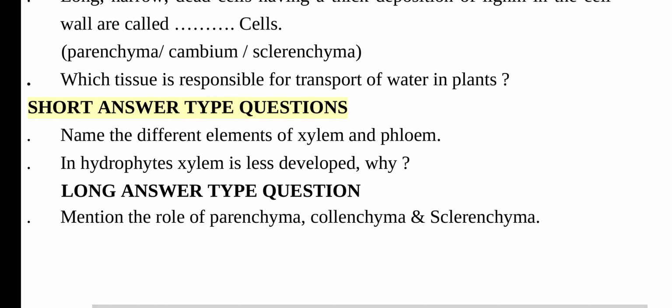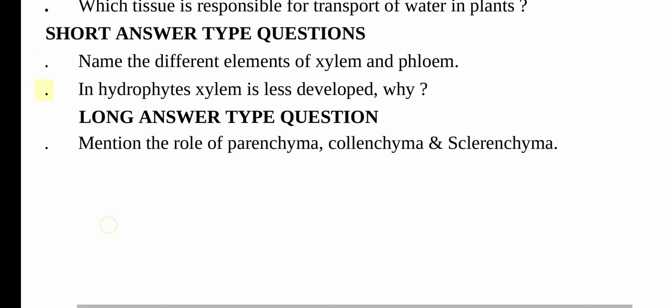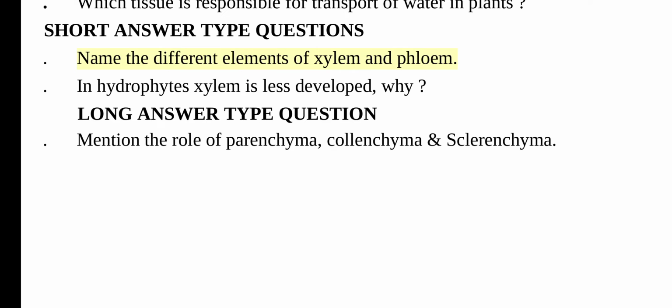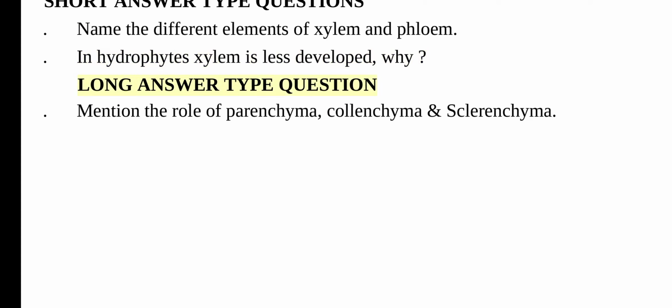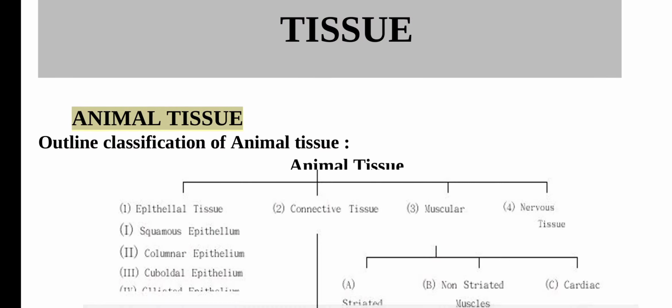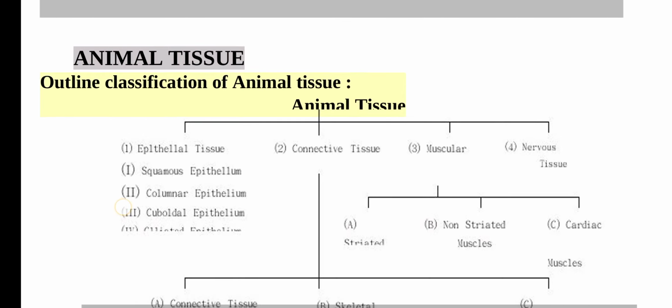Short answer type questions. 4. Name the different elements of xylem and phloem. 5. In hydrophytes, xylem is less developed. Why? Long answer type question. 6. Mention the role of parenchyma, collenchyma and sclerenchyma tissue. Animal tissue: outline the classification of animal tissue.